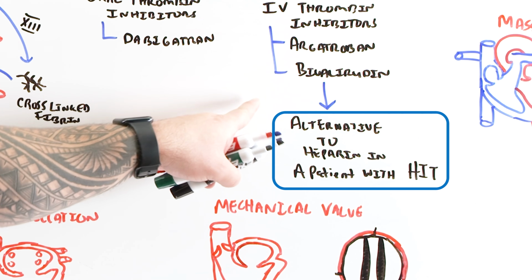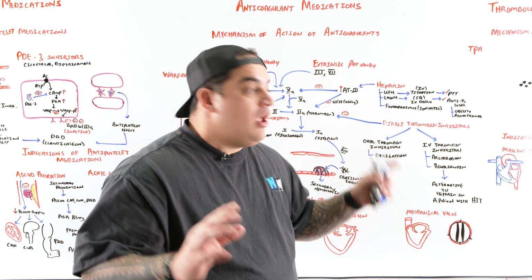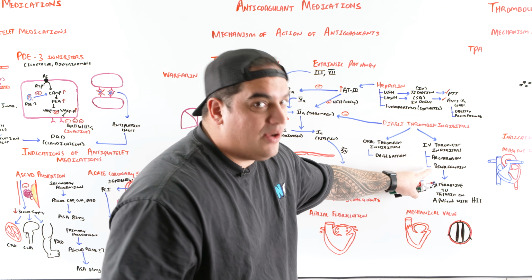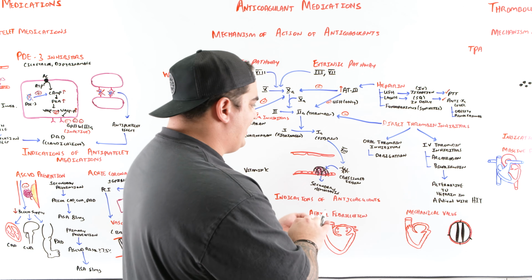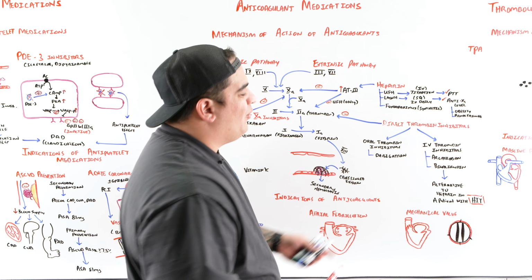That's really the only time we're going to use these drugs. We can use all these other ones in various different types of scenarios. But again, these we only use in HIT. That's the real big takeaway. So again, what I want you to remember is the IV thrombin inhibitors really only use it in HIT.